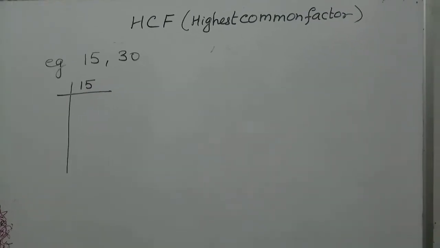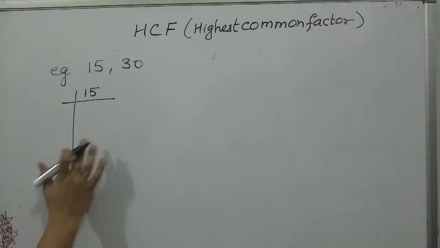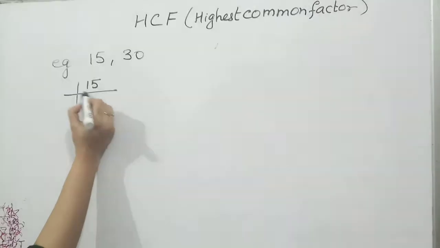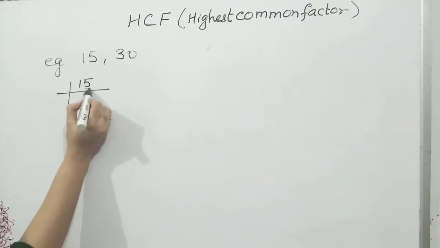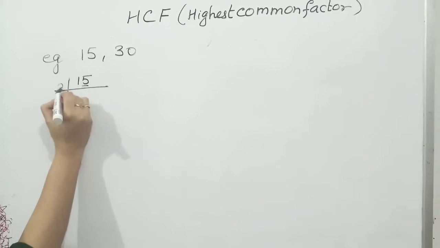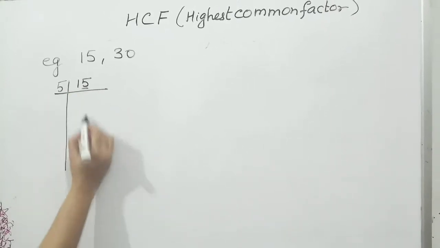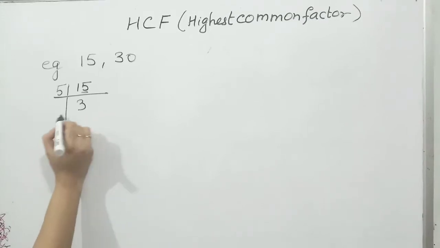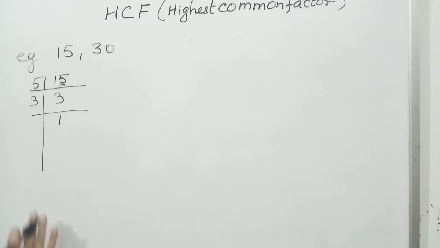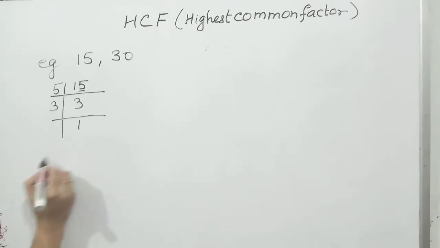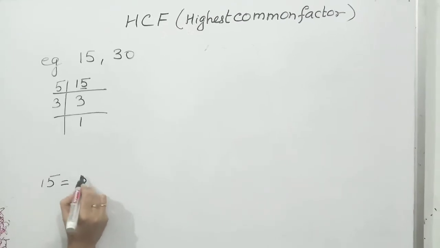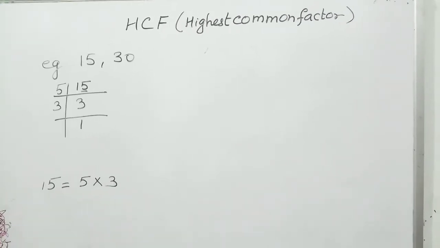In the prime factorization method we just take the prime numbers here. हम हमेशा प्राइम नंबर्स ही यहाँ पर लेते हैं. Let's start with this 15, this 5 in the ones place. यहाँ पर 5 है, so this number can easily be cut by 5. So 5 3s are 15, then I will take 3 here, and then 3 1s are 3. So the factors of 15 will be 5 into 3.